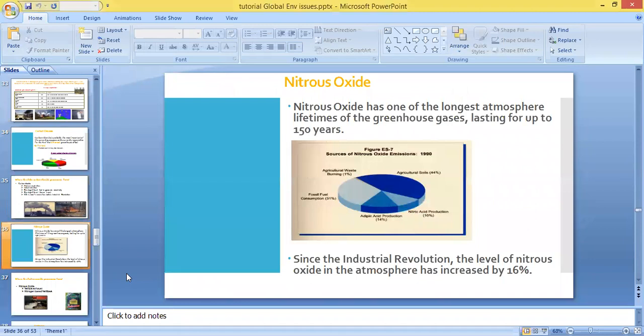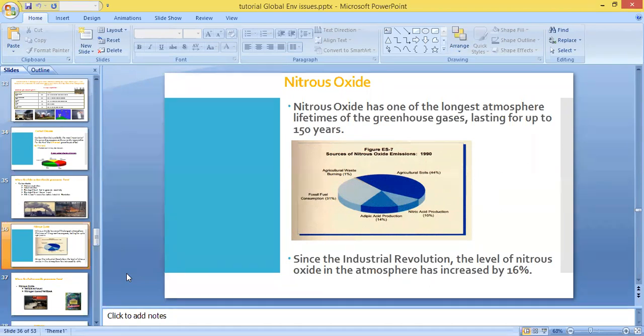Next contributor is nitrous oxide. Nitrous oxide has one of the longest atmospheric lifetimes of the greenhouse gases, lasting up to 150 years. Can you think of it? 150 years. Again, the sources are listed in this figure. Where does nitrous oxide come from? The maximum proportion is from agricultural soils, then from fossil fuel consumption.